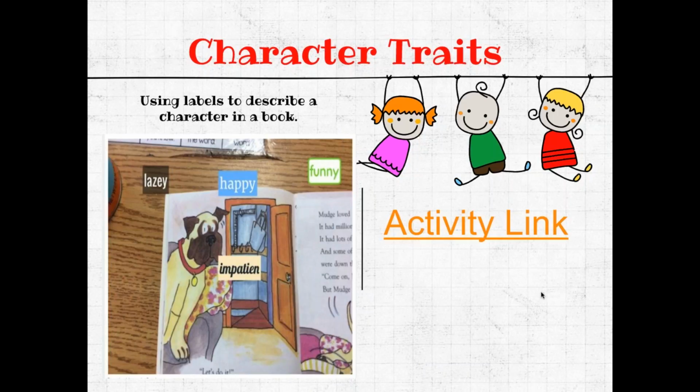So for this one, it was character traits. And what they did was they simply took a picture of a character in the book. They used the label feature, and they had to write the character traits about this character. And again, quick formative assessment for me. Were they paying attention to the book? Did they know what was going on? The nice thing about it, it's already differentiated because it's asking everyone to do the same thing with a different leveled book possibly. Again, here's the activity link.